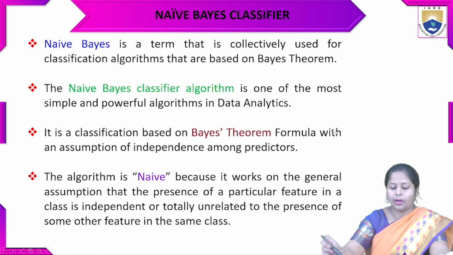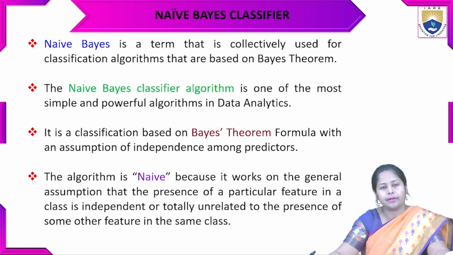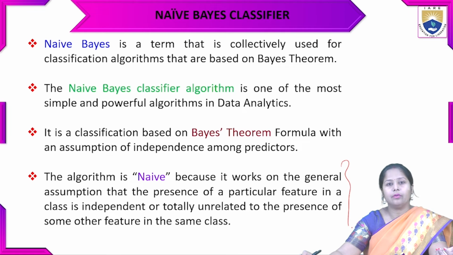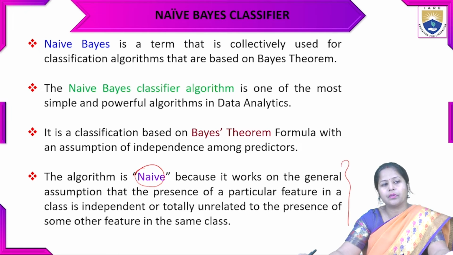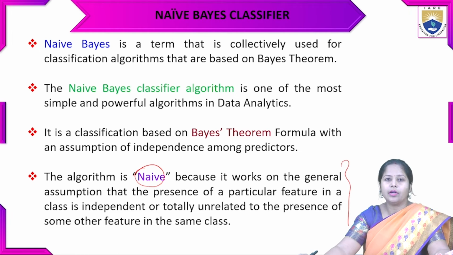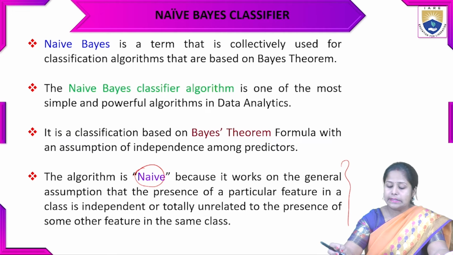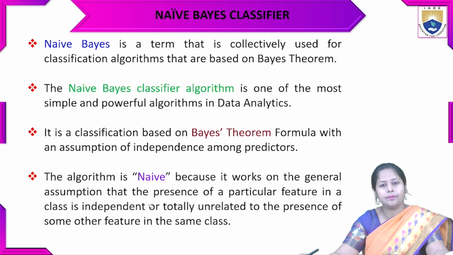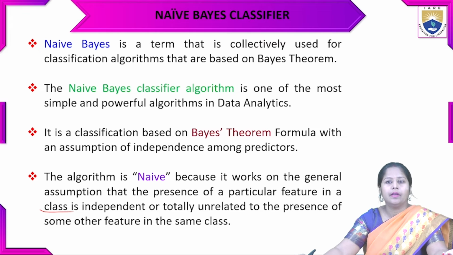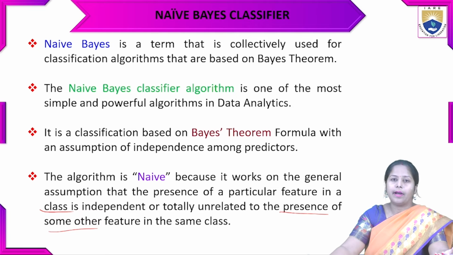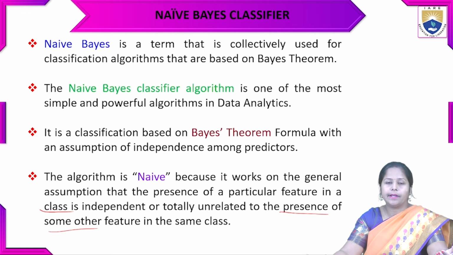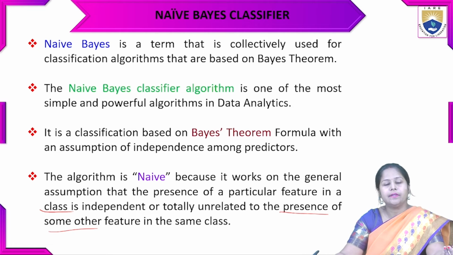with some assumption of independence among the predictors, right? So the algorithm is naive. Why are we calling it naive? Is it dumb? Does it not work? No, it is not that, because it works on general assumptions. It works on the general assumption that the presence of a particular feature in a class is independent or totally unrelated to the presence of some other feature in the same class. So that's why we are calling it a naive Bayes classifier. Bayes comes from the Bayes theorem.